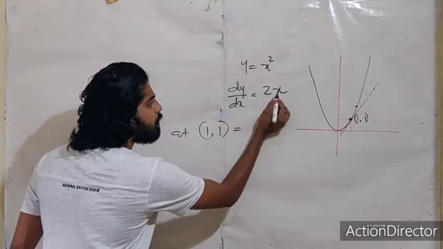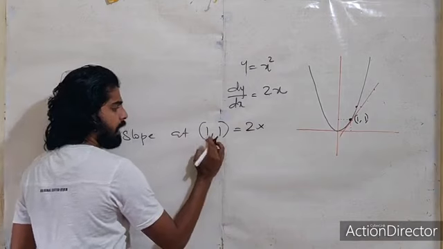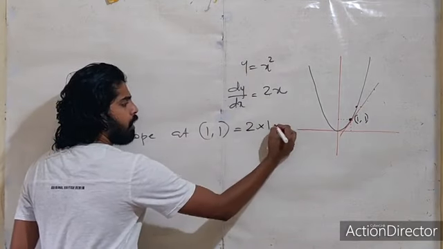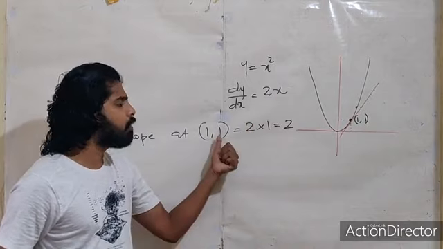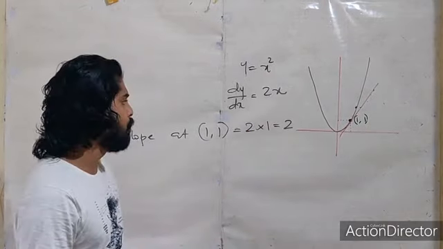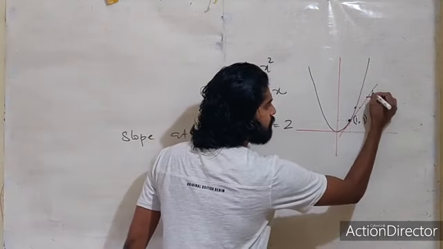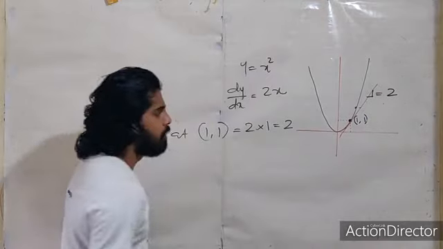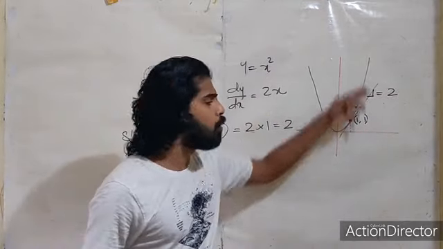So this is 2 into x, meaning 2 into the x coordinate. The x coordinate is 1, so 2 into 1 is equal to 2. Since there is no place to substitute the y coordinate, it's okay. If there is a place to substitute the y coordinate, you can substitute that also. So 2 is the slope of this tangent at the point (1, 1) to the curve y equal to x square.